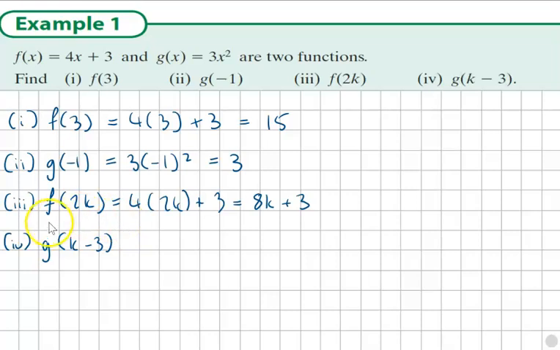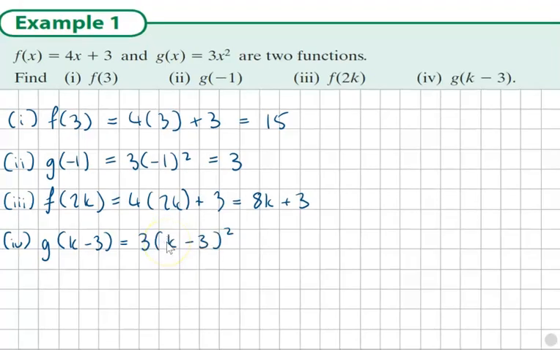Part 4, we want to work out g of k minus 3. So we go to our function g of x, which was 3x squared. We replace that x with a set of brackets, and into the brackets we put k minus 3. So we have 3 times k minus 3 to be squared.